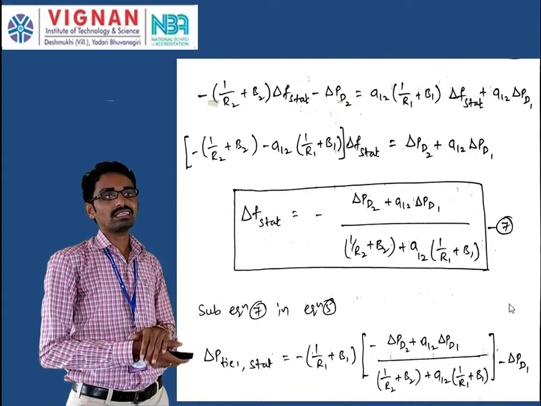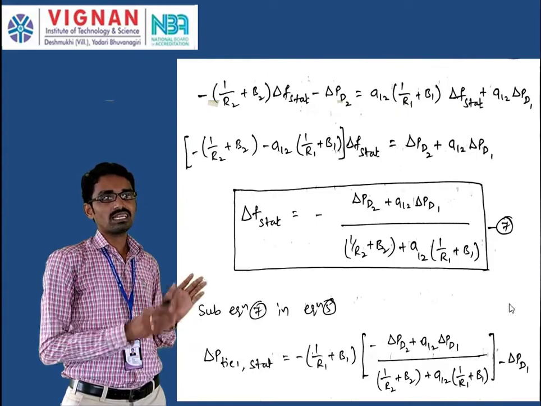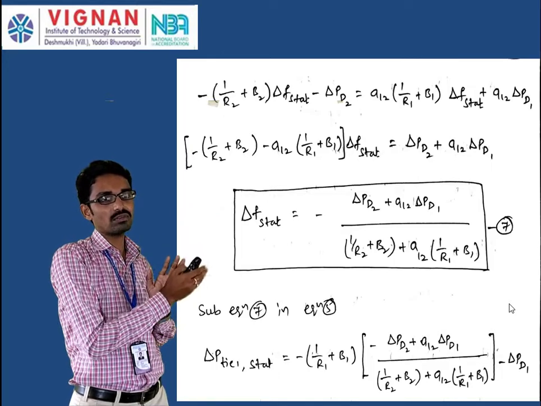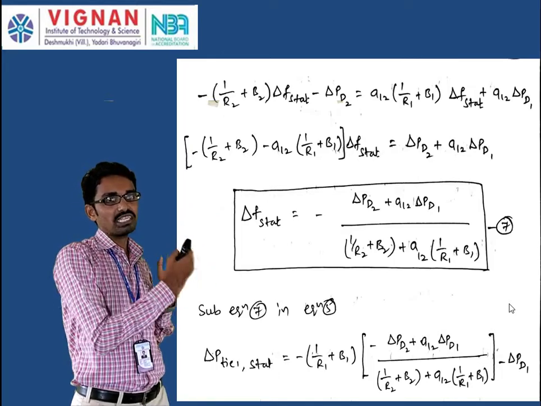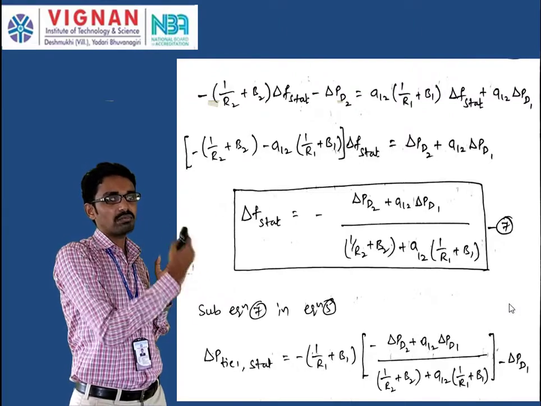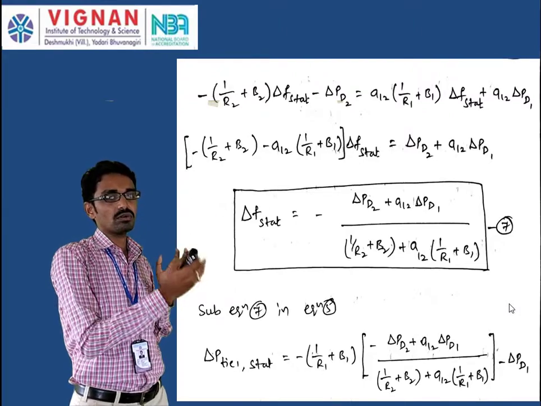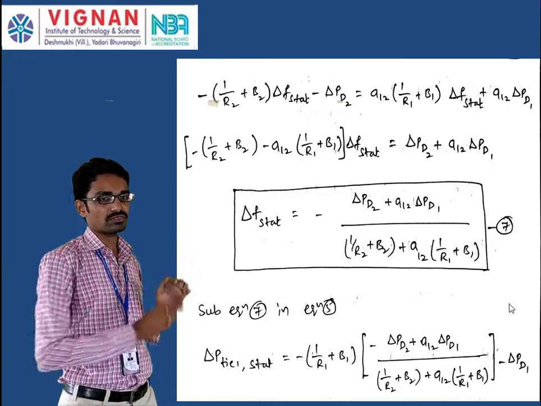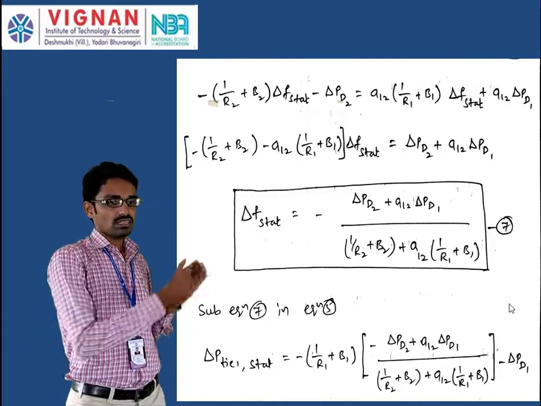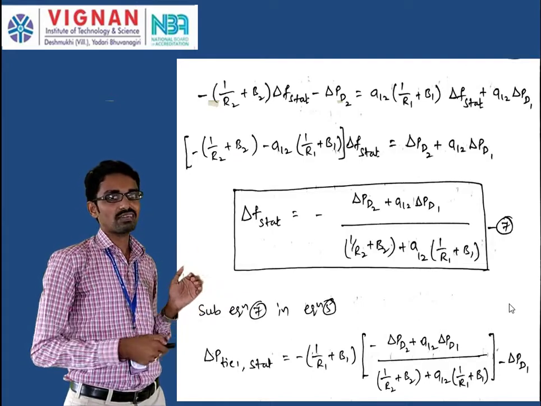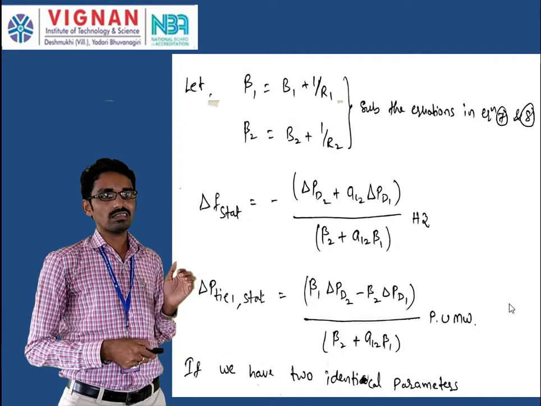So that is delta F static you are going to get. By rearranging those terms you are going to get the delta F static value, that is minus delta PD2 plus A12 delta PD1, divided by 1 by R2 plus B2 plus A12 into 1 by R1 plus B1, that is equation 7. And you can calculate the delta P T1 static value. These delta P T1 static we will see in the next class.